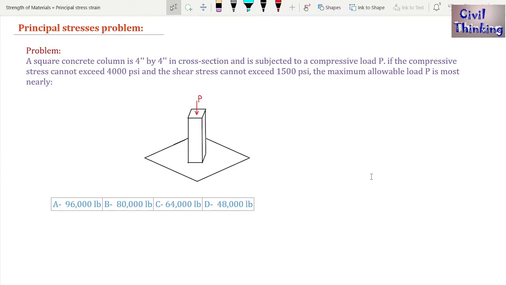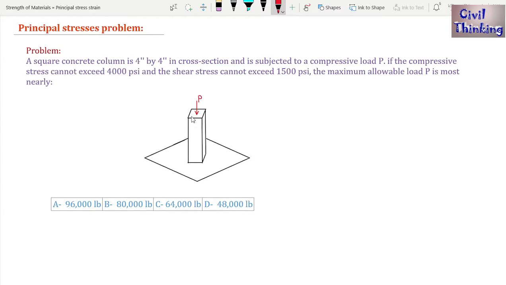Welcome back to Strength of Material Lectures by Still Thinking, and today we are going to solve a problem on principal stresses and strains. Now the problem is on your screen. It is saying a square concrete column is 4 inch by 4 inch in cross section and is subjected to a compressive load of P.